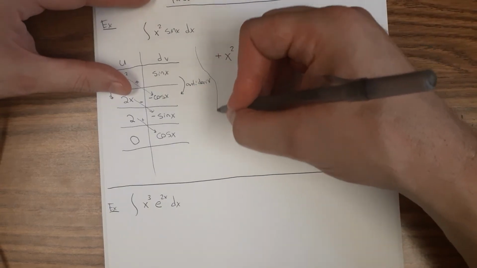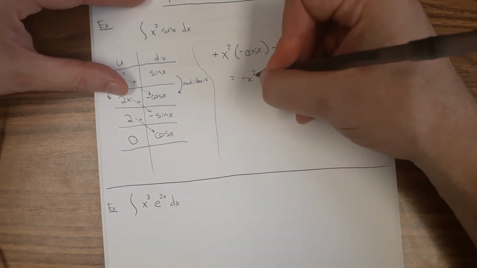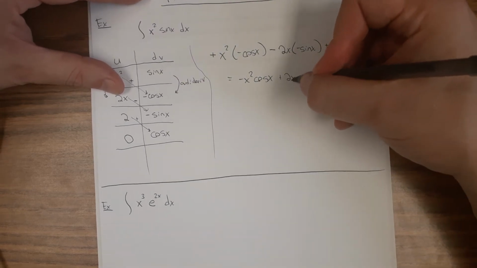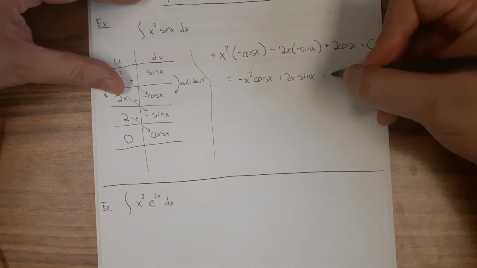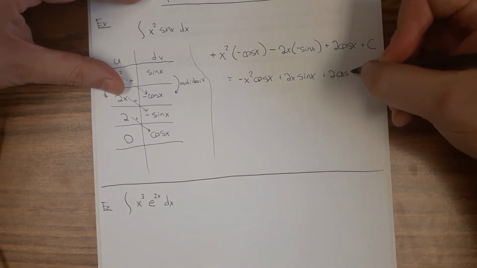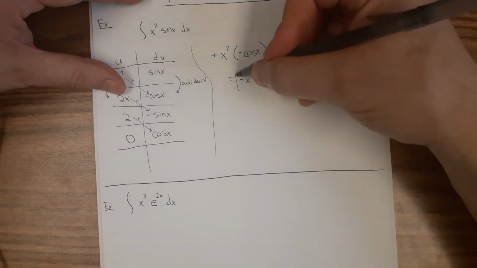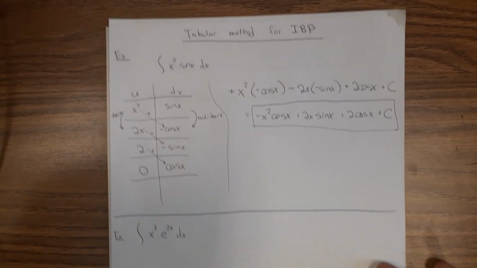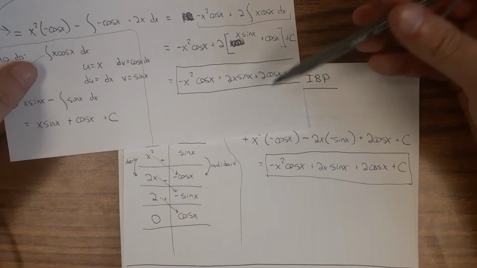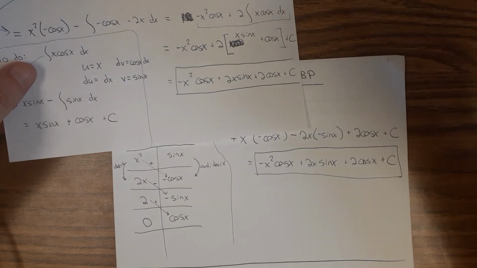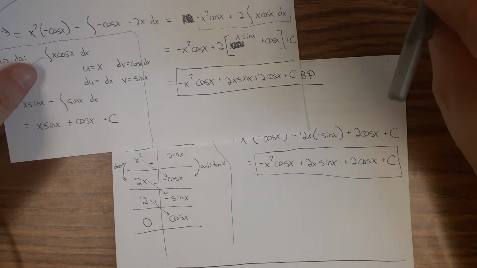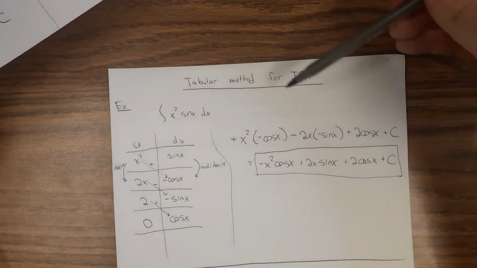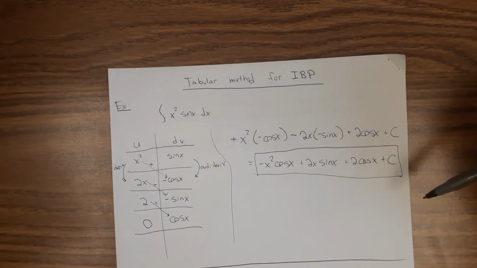And then let me clean this up just a little bit. I've got negative x squared cosine x. These negatives cancel, so plus 2x sine x plus 2 cosine x plus c. And that, just to remind you, is the same thing that we got the hard way. We basically did integration by parts twice, and we did it by hand, so to speak. But the tabular method will give you the same thing.